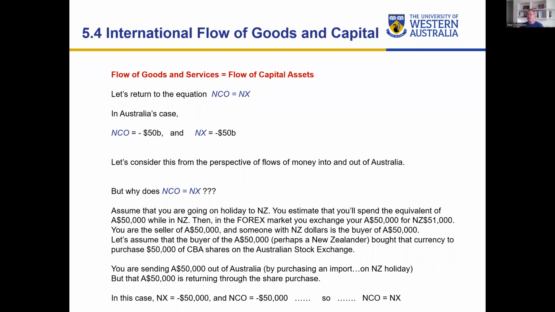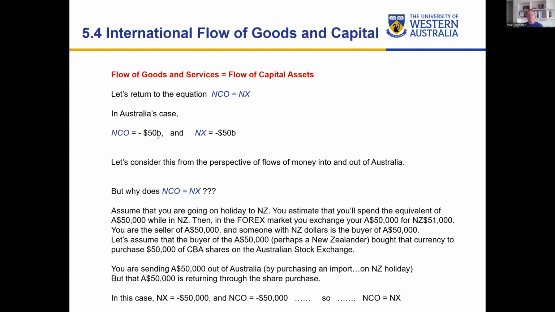Okay, so in this video, we're going to extend our understanding of this equation. NCO equals NX. Now remember, that's net capital outflow equals net exports. And what I've indicated is that in Australia's case, for most of the last 50 years, the years since the early 1970s, we've had a negative net capital outflow figure. So I've just made up a figure of minus 50 billion, just an illustrative figure.